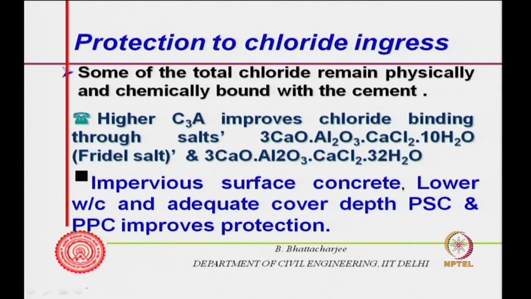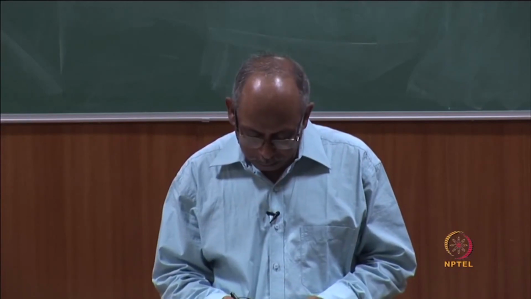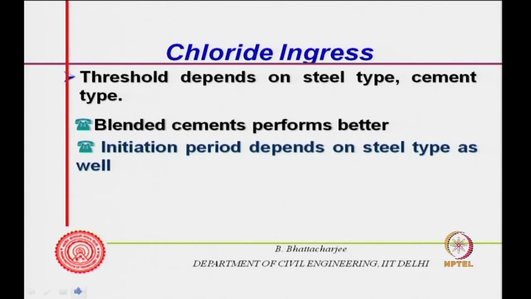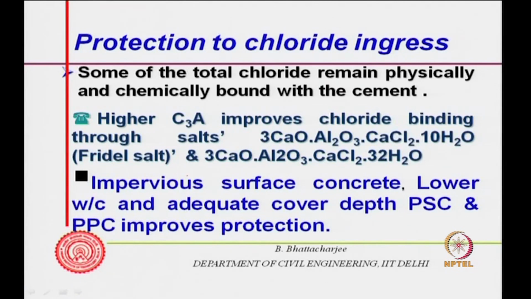Some of the total chloride remains physically and chemically bound with cement, that is what we said. So protection would be, as we have already seen, blended cement performs better. Protection would mean impervious concrete. Higher C3A would do well as far as chloride is concerned. Higher C3A improves chloride binding, but may not do sulphate very well, while slag cement is better for both sulphate as well as chloride. So higher C3A improves chloride, and impervious surface concrete, lower water cement ratio, adequate cover depth, PPC etc.